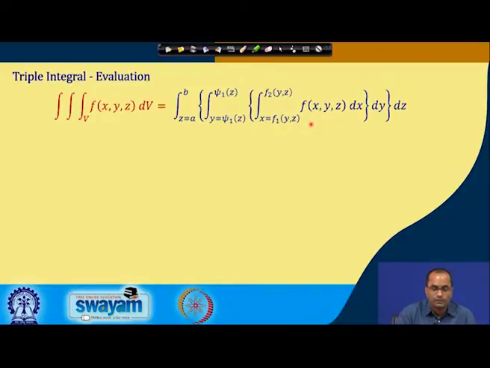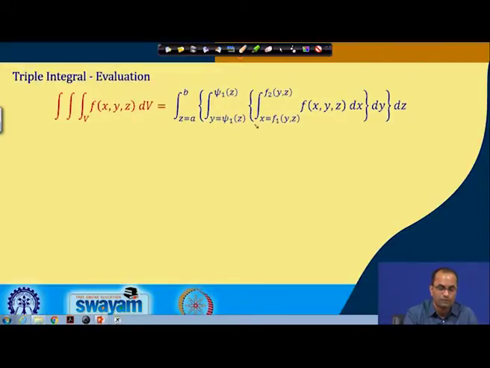iterative computation of single integrals. For instance, if we consider the most general form, this is the inner integral, which is taken with respect to x. The limits for this x in a very general case can be functions of y and z, to the function f of y and z.